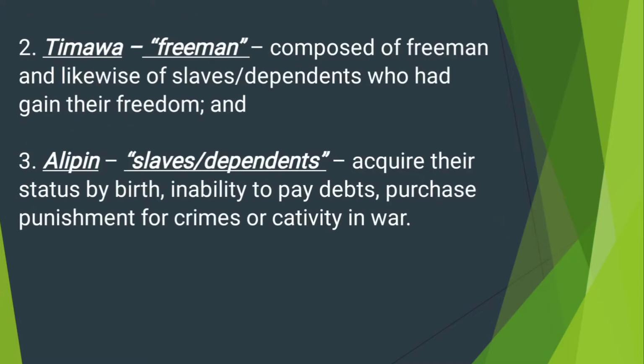And then yung second one naman is yung mga tinatawag nating timawa or freeman. They are composed of freemen and other slaves and dependents who had gained freedom. And yung pangatlo naman sa structure na yun is yung mga alipin or mga dependents. Sila yung mga alipin na by birth noon, kapag pinanganak ka na alipin, alipin ka na. O kaya yung mga alipin na hindi kayang magbayad. Yung iba naman, binili dahil sa mga maling ginawa niya.